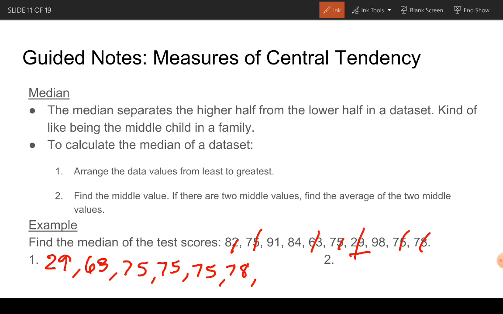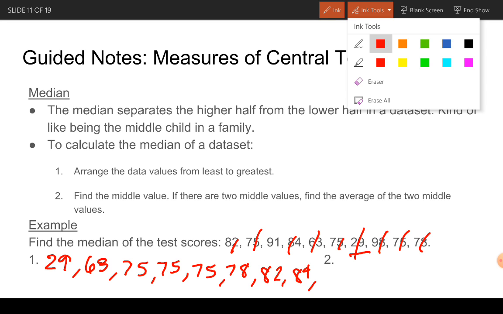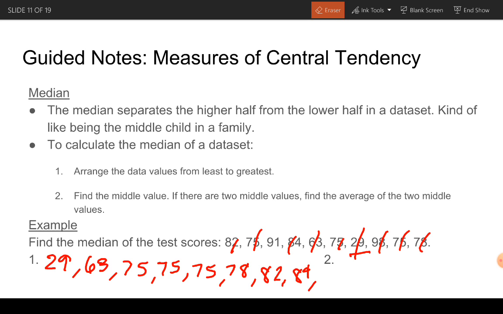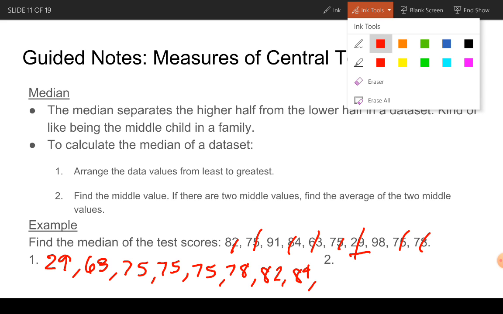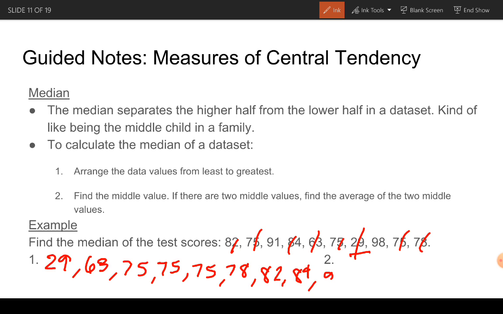Then we have 82. Then 84. Then 98. Nope, I'm wrong. Next would come 91, then 98. Okay, so we did step 1.